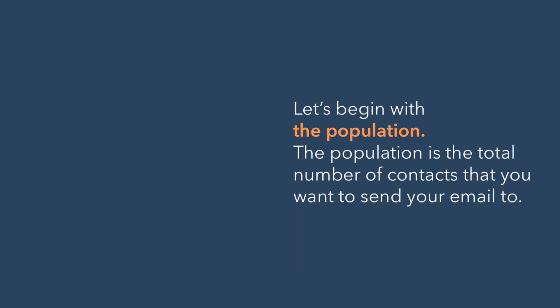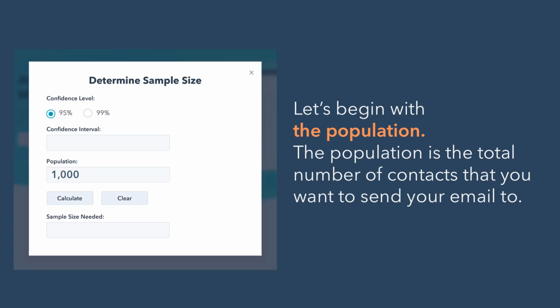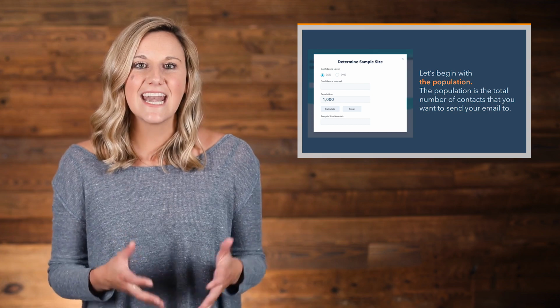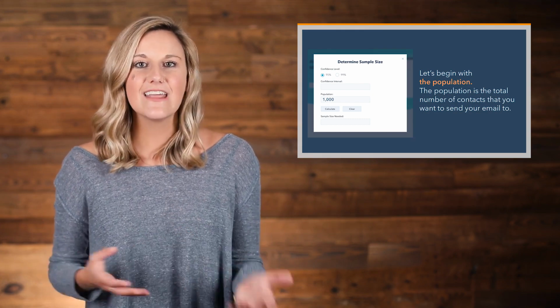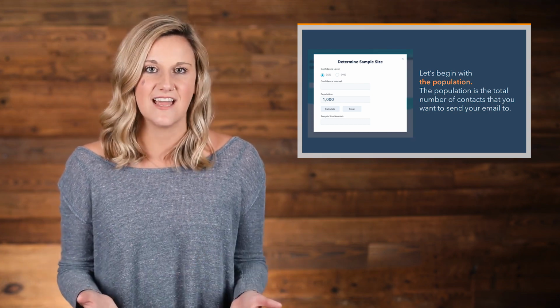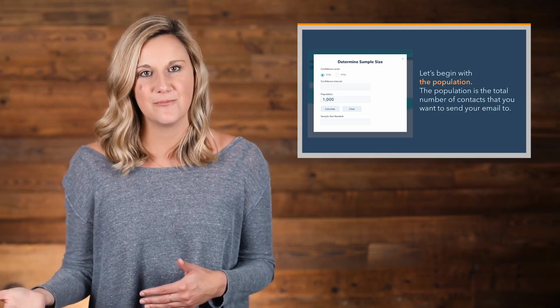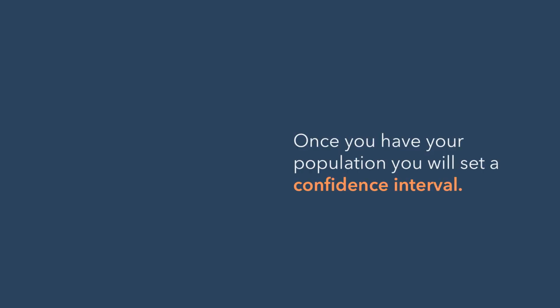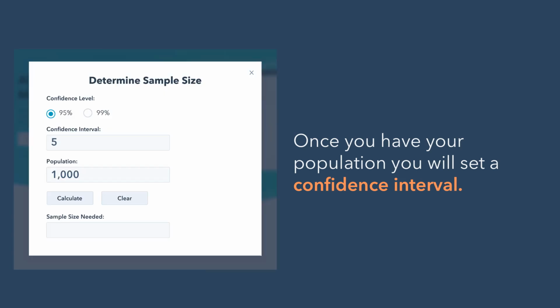Let's begin with the population. The population is the total number of contacts you want to send your email to. For example, 1,000 contacts. You can get an estimate of this number by looking at the last 4 or 5 emails you have sent and how many people you sent it to. Once you have your population, you will have to set a confidence interval. You might have also heard this called margin of error. Lots of surveys use it. This is the range of results you can expect once the test has run with the full population.